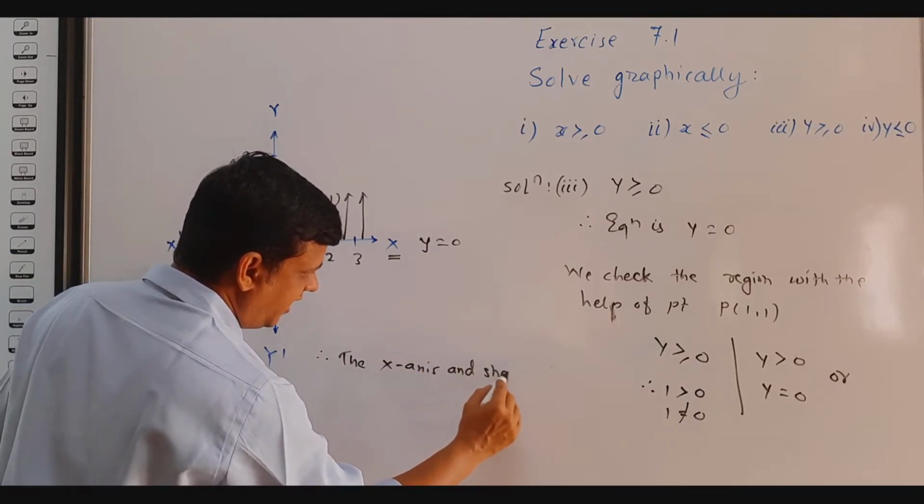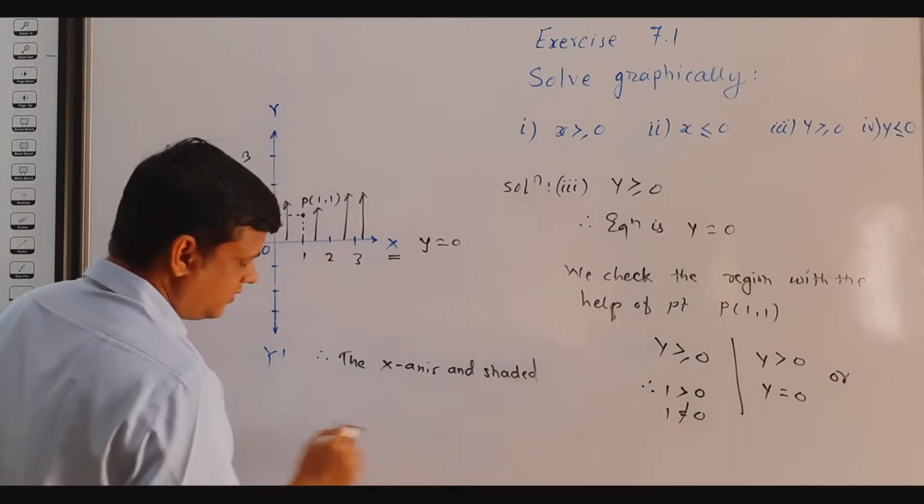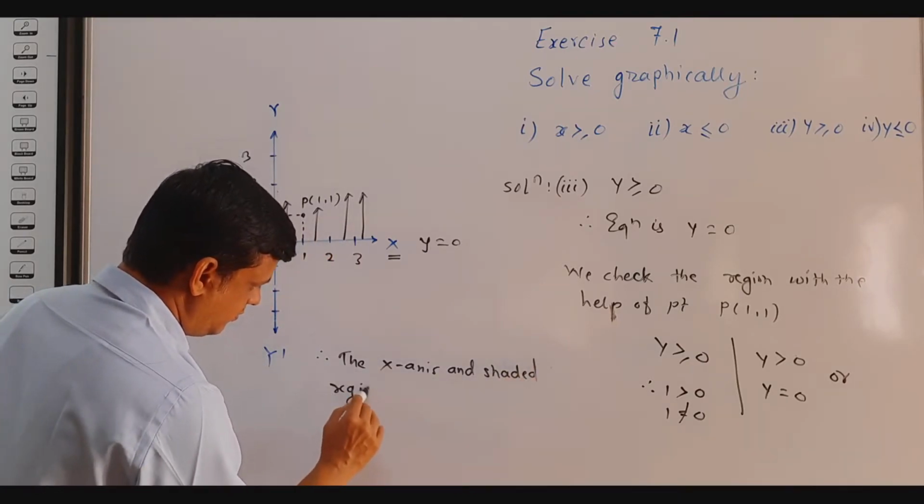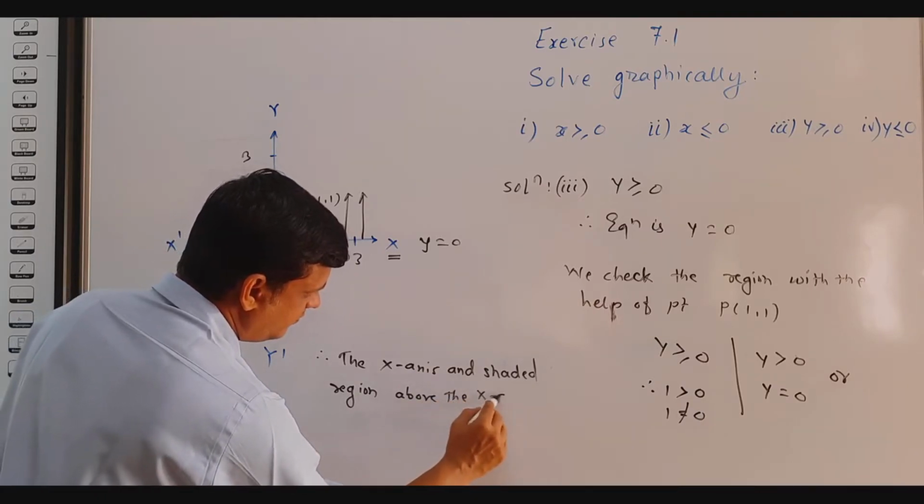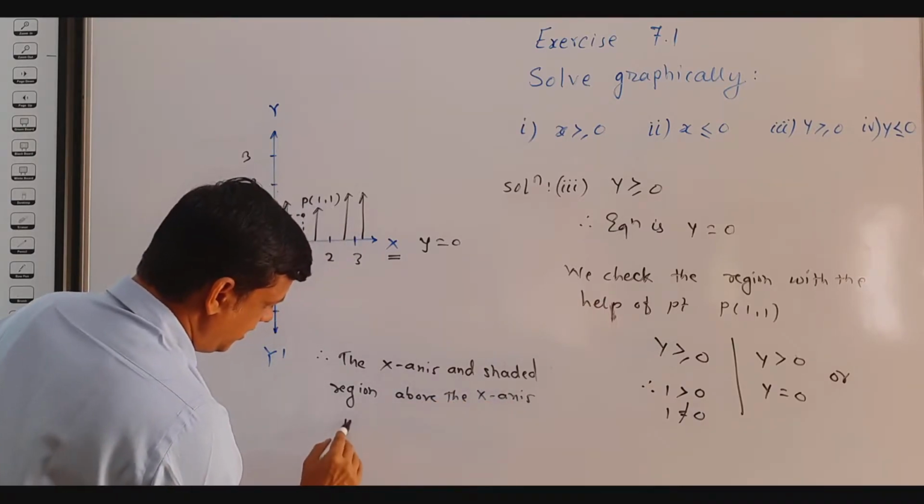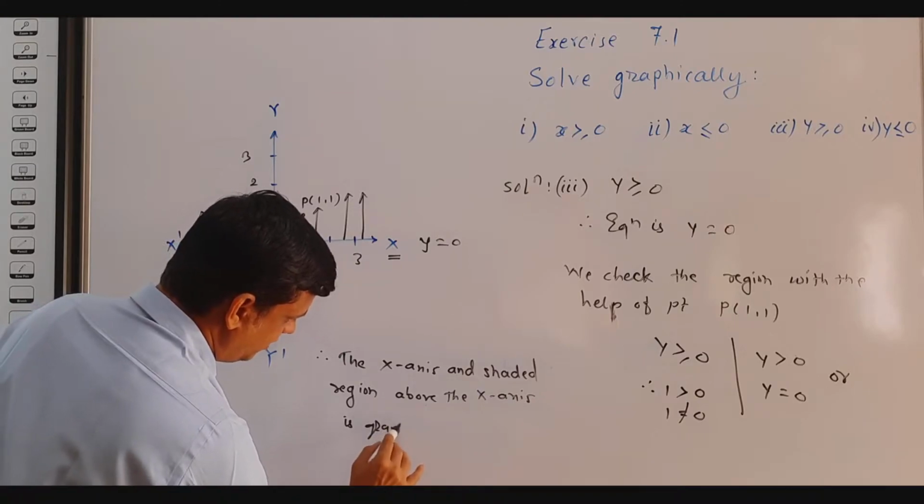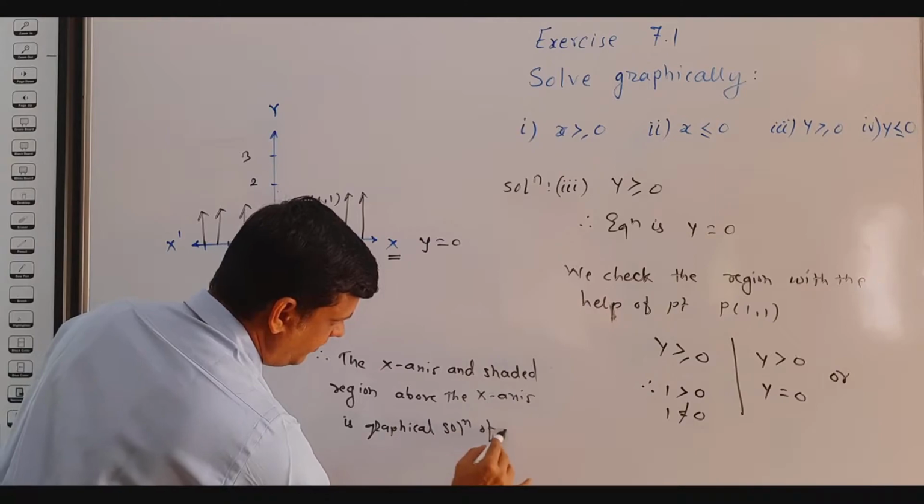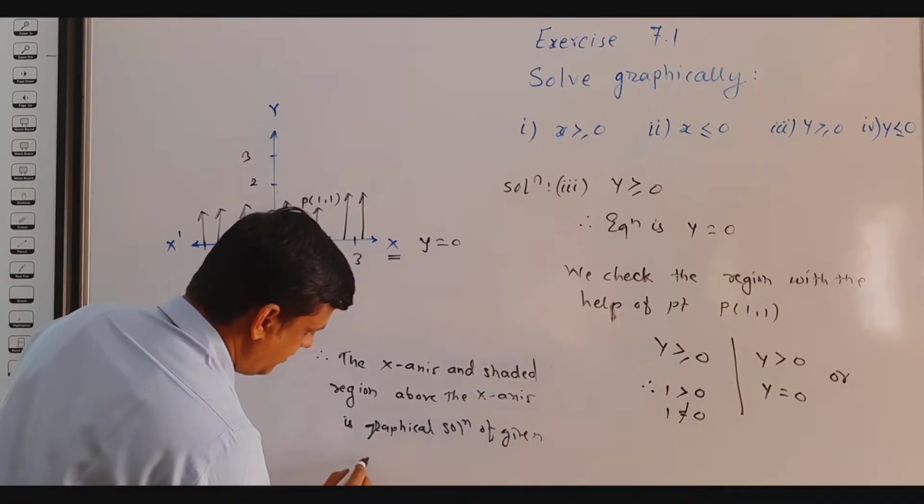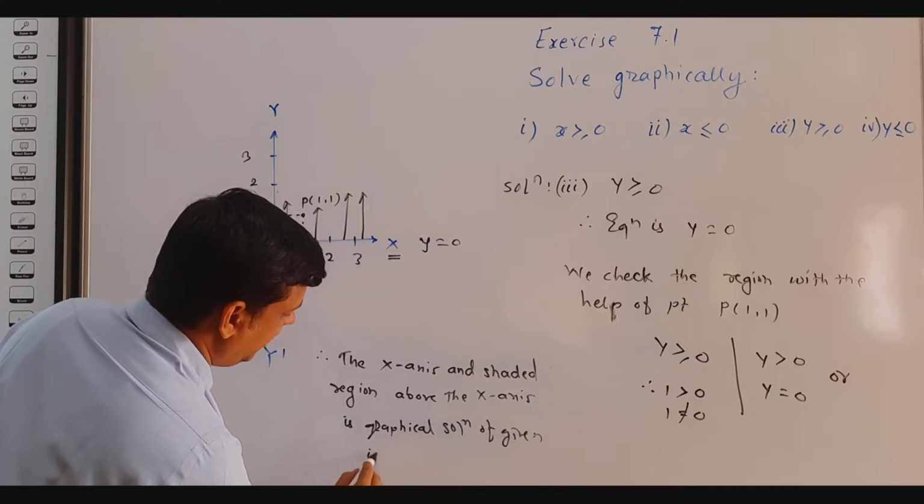and shaded region above the x-axis is the graphical solution of the given inequality.